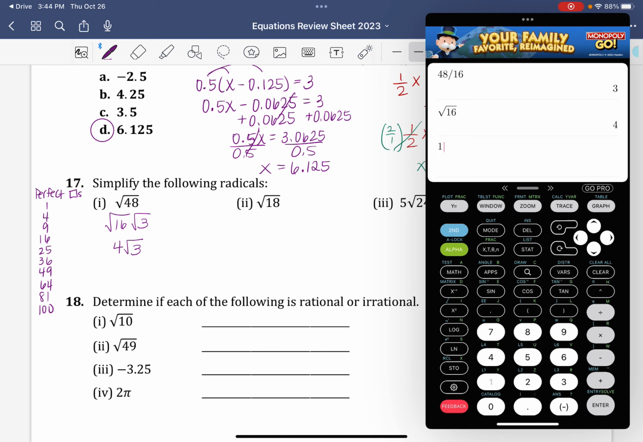All right, for the next one, 18, I always start by just dividing by 2 and checking to see if that number's on my list of perfect squares. 9 is on the list, so I found the largest. 18 is 9 times 2, so square root of 9 times the square root of 2. Well, what is the square root of 9? 3. So I get 3 square root 2.